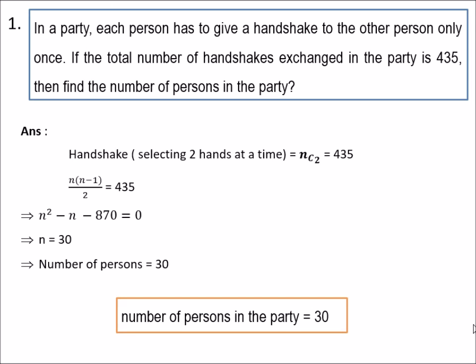And coming to the first question, in a party each person has to give a handshake to the other person only once. If the total number of handshakes exchanged in the party are 435, then find the number of persons in the party. So a person giving a handshake to another person is selecting two hands at a time. That is, if the total number of persons in the party are n, then nC2, that is taking two hands at a time, is nC2, and the total number of handshakes are 435. So by equating these two, we will get n is equal to 30.